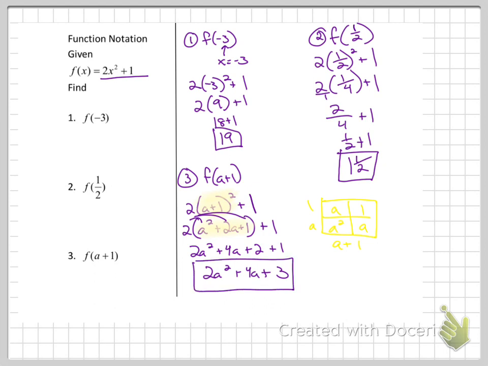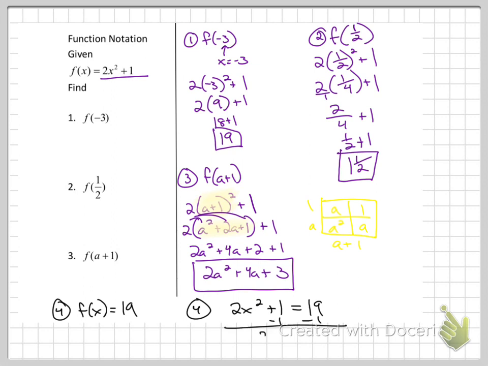Real quick, remember the difference. Let's just add a number 4 here really quick. If f of x equaled 19, remember that's saying the equation equals 19. So in the parentheses it's x, equal to means you set it equal to, and then you would solve. 2x squared equals 18, divide by 2. X squared equals 9, and then square root, and remember you get plus or minus 3 for that answer. In the parentheses it's x. If it's equal to, you set it equal to and solve.